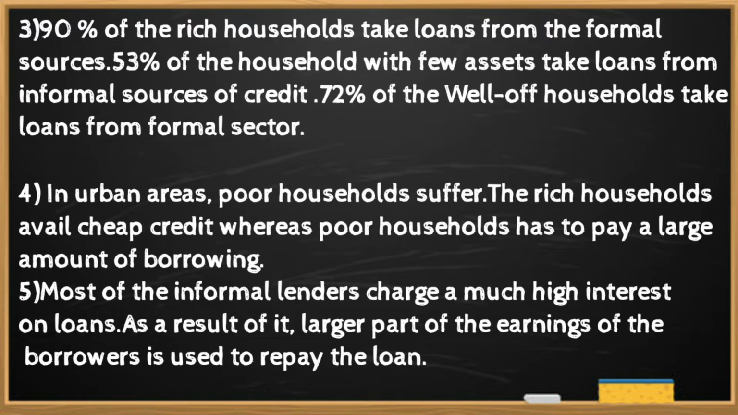In urban areas, poor households suffer. The rich households avail cheap credit, whereas poor households have to pay a large amount for borrowing. Most of the informal lenders charge a much higher interest on loans. As a result of it, a larger part of the earnings of the borrower is used to repay the loan.